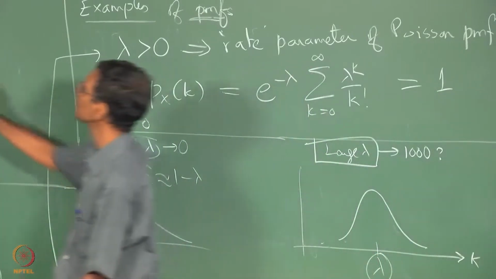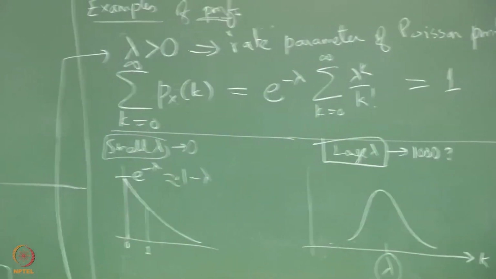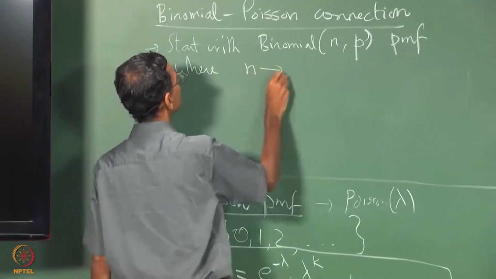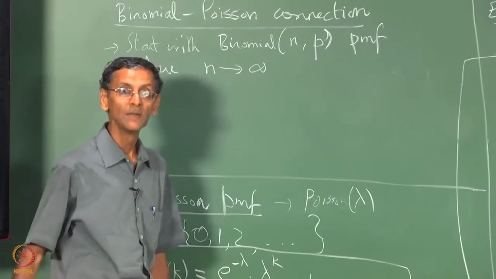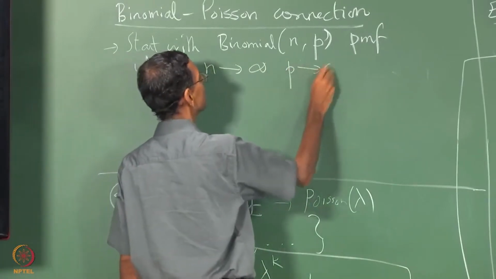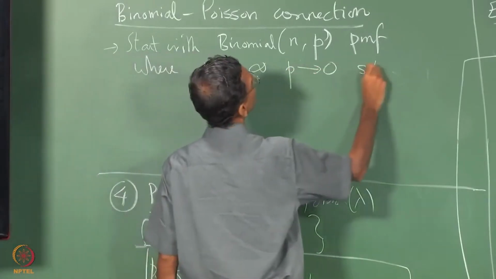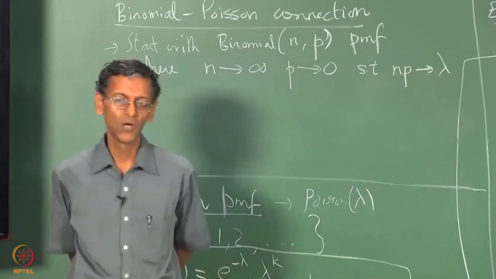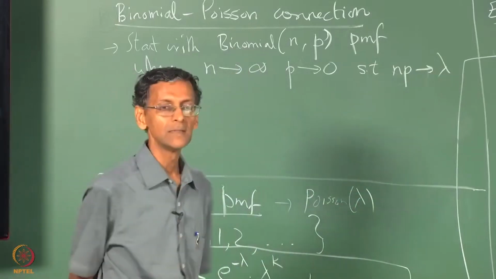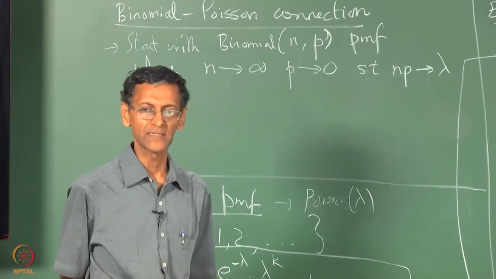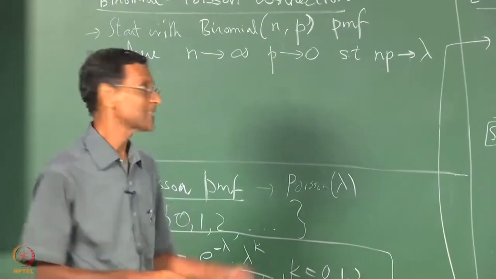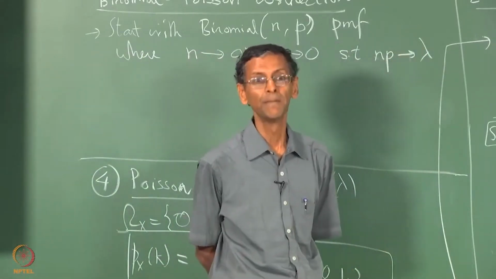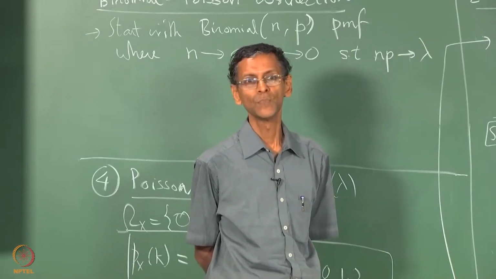So you start with n comma p, where n is very large, n goes to infinity, and small p goes to 0, such that np goes to a constant lambda, or lambda is like p equal to lambda by n, type of arrangement, where n times p doesn't change with n or p.